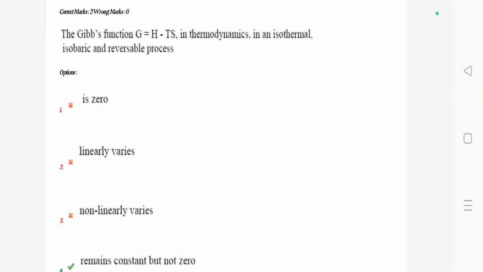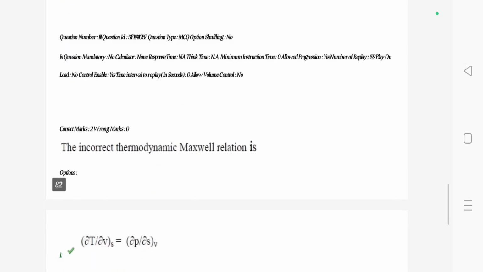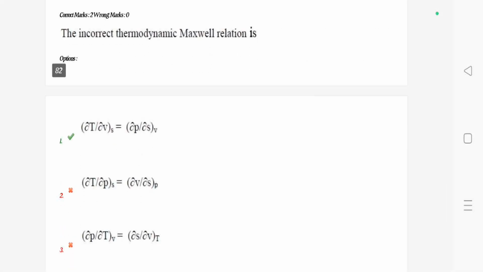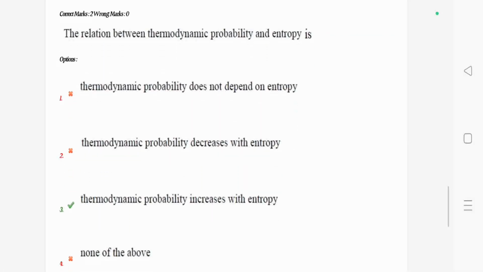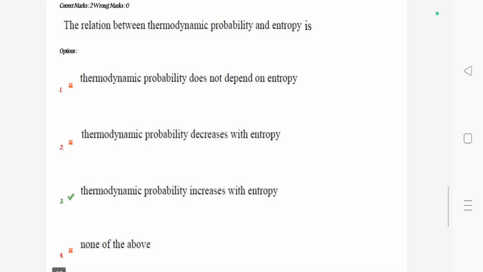The Gibbs function G equals H minus TS in thermodynamics; in an isothermal isobaric reversible process it is constant but not zero. The incorrect thermodynamic Maxwell equation, he asked incorrect: dou T by dou V at constant S is equal to dou P by dou S at constant V. The relation between thermodynamic probability and entropy is that thermodynamic probability increases with entropy.